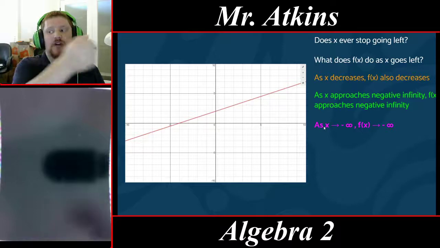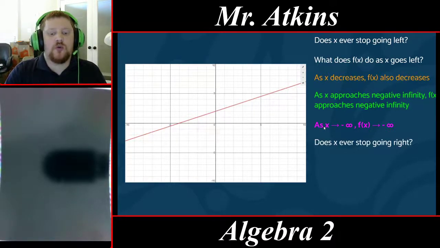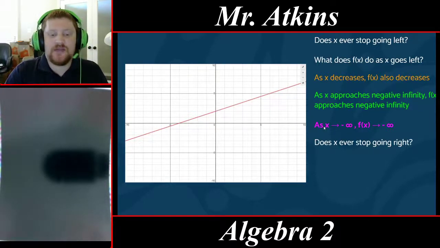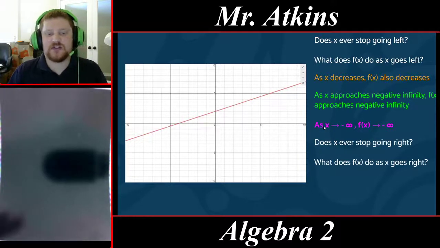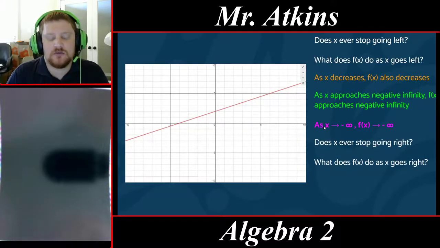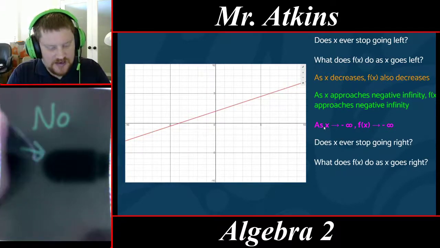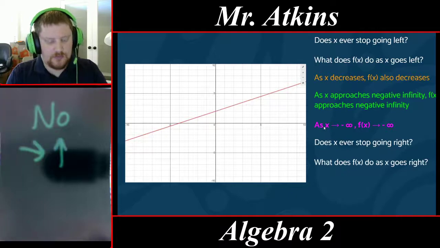Now we need to look at our end behavior on the right side of the graph. So, does x ever stop going right? And the answer is no. So what does f of x do as x moves to the right? As x moves to the right, what does the graph do? Yeah, it goes up.